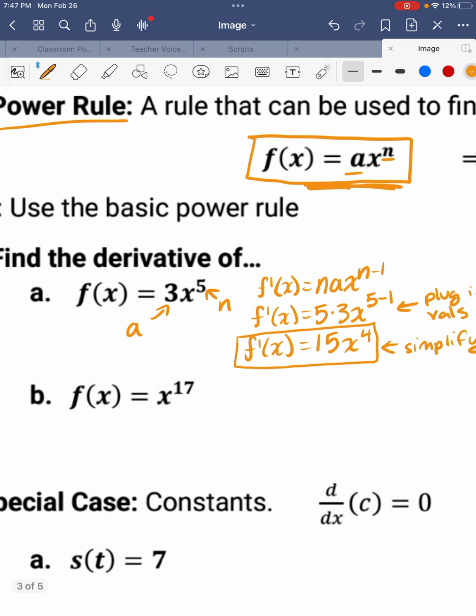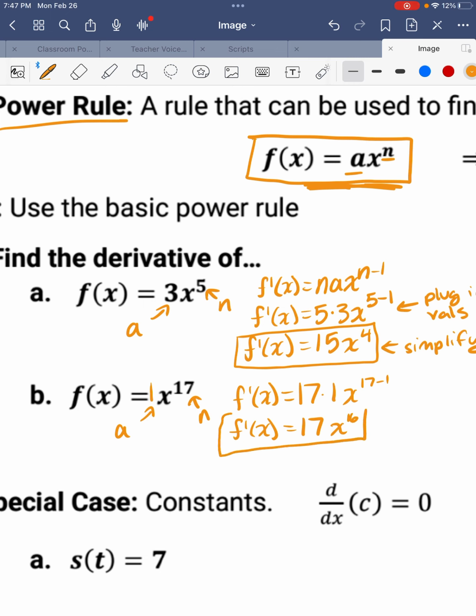So let's try another one. Here there's no number in front of x, so we have an invisible 1. So a is 1. And n is 17. So f prime of x equals n times a. So I have 17 times 1, x to the power of n minus 1. So I have 17 minus 1. Okay, I'm ready to simplify. 17 times 1, well that's just 17. 17 minus 1, well that's just 16. Okay, I'm done. Easy as pie.